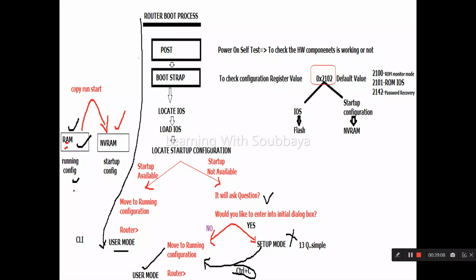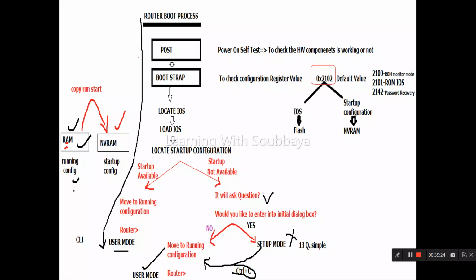In setup mode, it will ask only 13 questions. You have to answer only 13 questions. If you want to do basic configuration, you can enter into setup mode. If you want to do an advanced level of configuration, you have to skip the setup mode and go to running configuration.